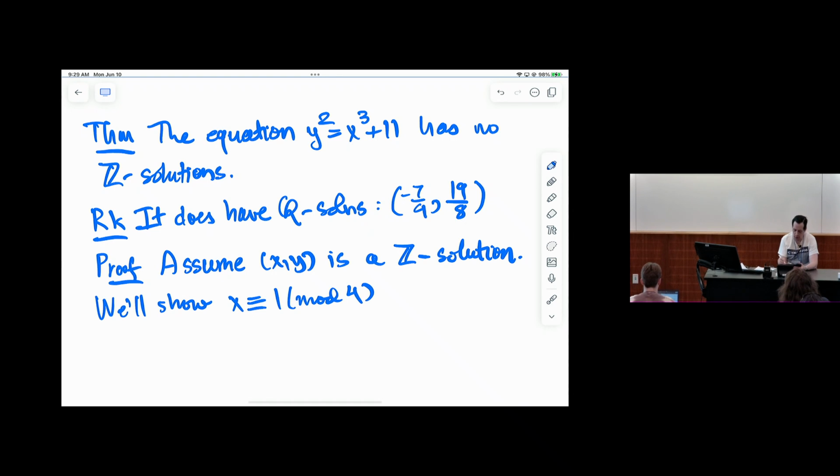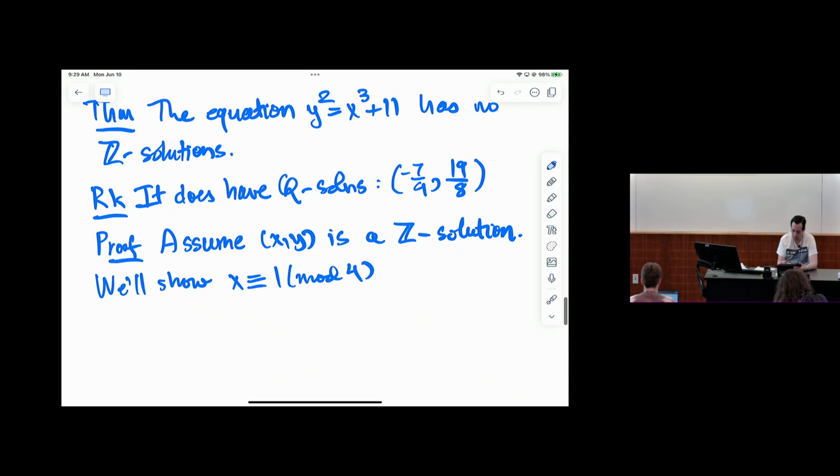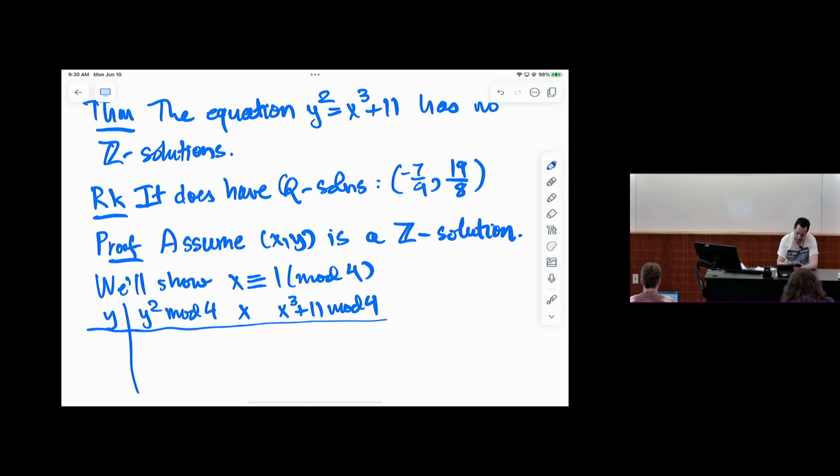It's not obvious from the equation why x should be 1 mod 4, but what we're going to do is just make a table of all the possible values for y squared and x cubed plus 11 mod 4. And we'll see what we get. So y could be 0, 1, 2, or 3.